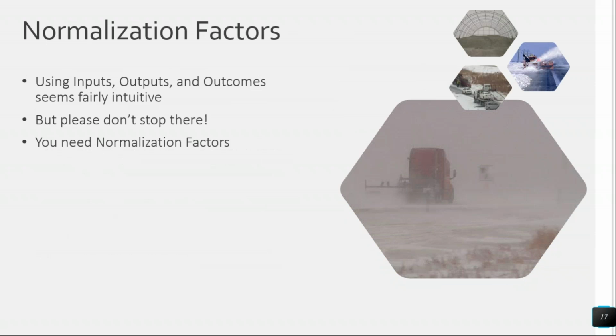The next one is a little weird. This is your normalization factors, and this is sometimes the one that I mentioned that I call the external inputs.